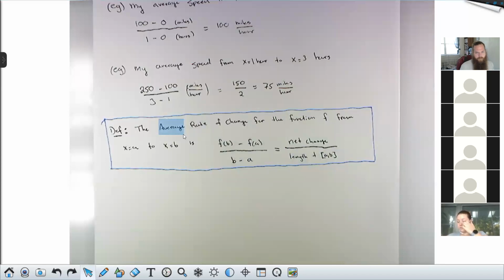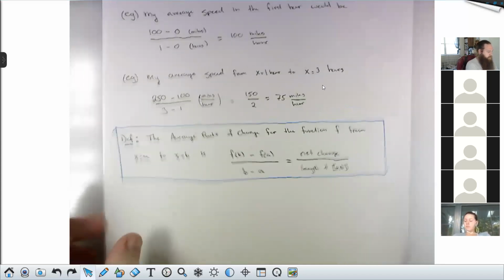And that's where the word average is coming from. The average is because you're dividing out by the length of this interval. We're saying this is how fast you are going on average between hour 1 and hour 3. If you want to talk about how fast you're going at any particular moment, let me return to that graph for just 1 second.